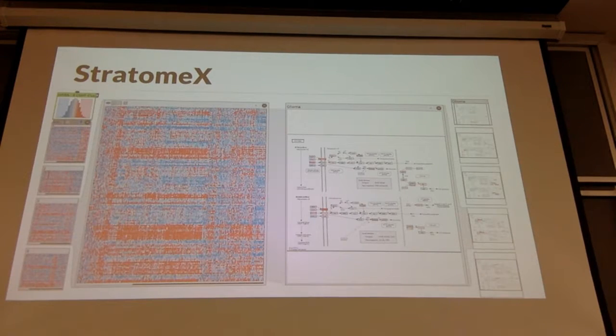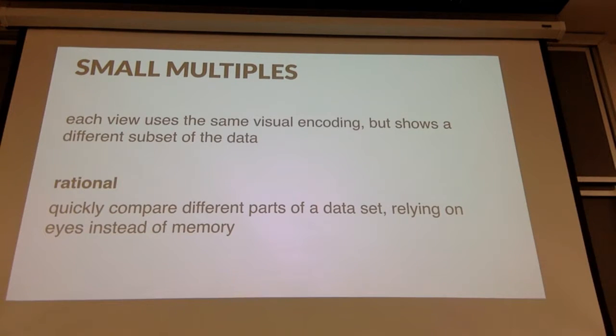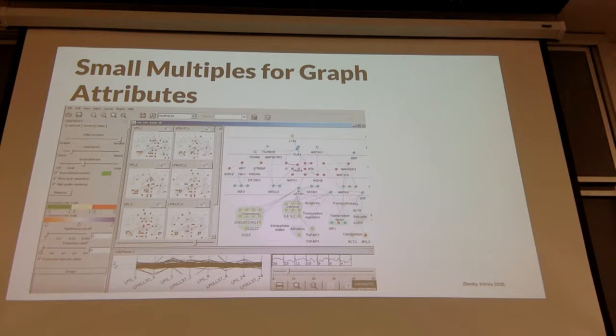Here were a couple of other examples that we talked about. One important technique is small multiples. In small multiples, each view uses the same visual encoding, but shows a different subset of the data. The idea is to be able to compare different parts of a data set, relying on eyes instead of memory. A classical example is if we want to analyze a network, not only the structure of the network, but also its attributes.